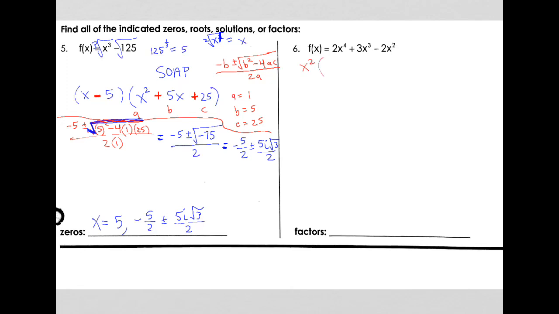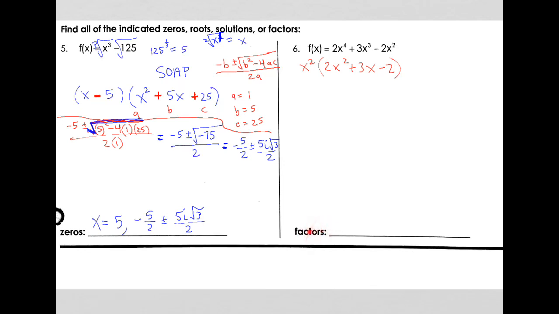So what do you have to multiply x squared by in order to get back to 2x to the 4th? That would be a 2x squared. What do you multiply x squared by to get back to 3x to the 3rd? That would be positive 3x. And then you got to multiply by a -2 to get back to -2x squared.